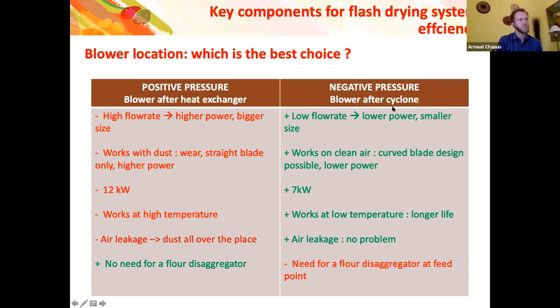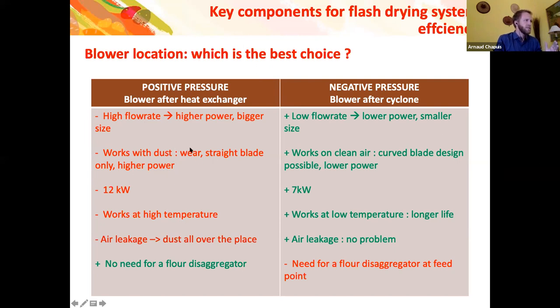The other possibility is to set the blower at the end of the dryer, right after the cyclone. In this case, the whole system will be in negative pressure, and the blower will suck the air through the whole system. We noted that there are a lot of advantages for this design and a lot of disadvantages in positive pressure, because you will need a higher flow rate through your blower in positive pressure, since it operates at higher temperature. For the same quantity of air, as the temperature is higher, the air density is lower. So you will require a bigger blower, and thus higher rated power.